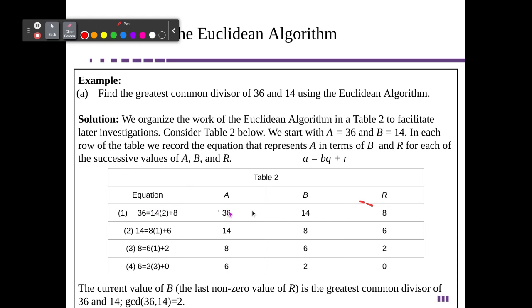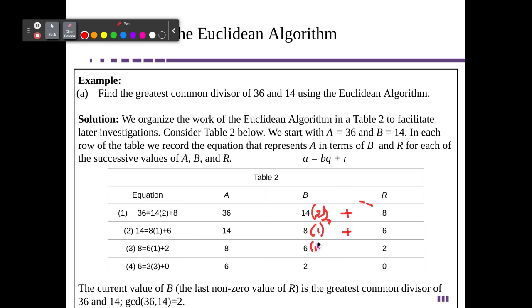So we go through and say, okay, well, what would we have to do? To get the 36, we take our 14, multiply by 2, and then add 8 onto that. So that's 14 times 2 plus 8. To be able to get to 14, that's our dividend, we would take 8 times 1 and then add 6 to it, and that would give us our 14.